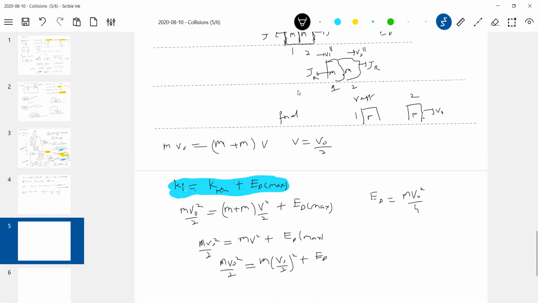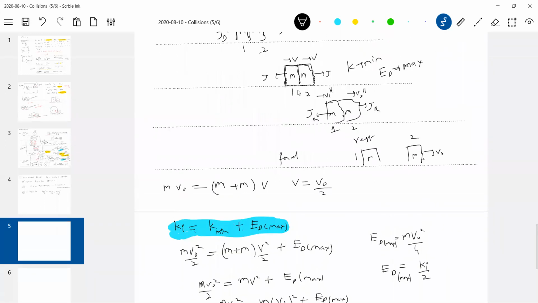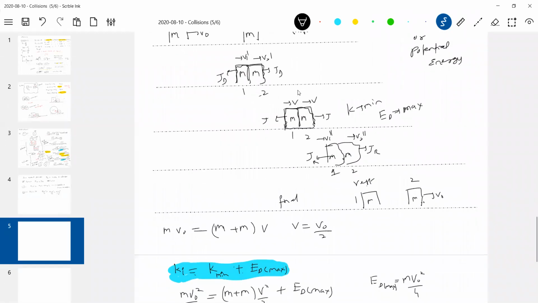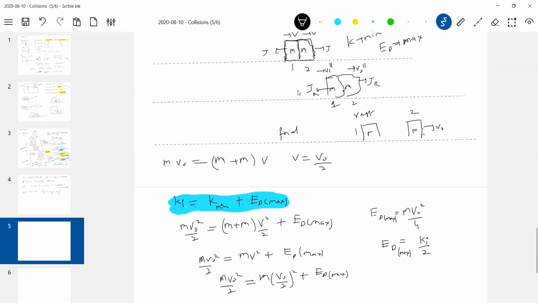What was the initial kinetic energy? mv naught square. So shall we write half of this one? So what is the maximum deformation energy? How much is it? Which is half of the initial kinetic energy. Sir, at this particular point, you missed a half over there, sir.